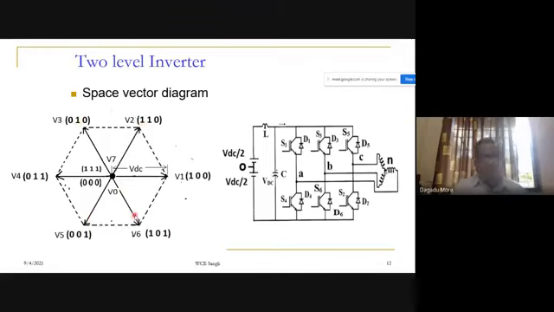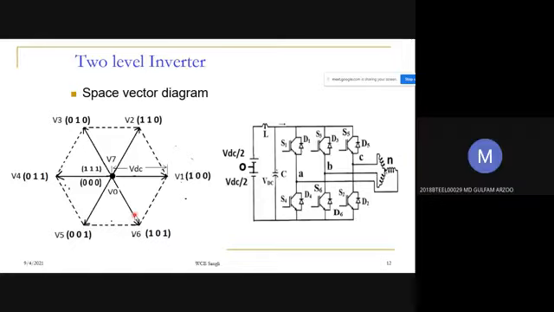So here what conclusion can we make? The space vector for 180 degrees mode of conduction moves in steps of 60 degrees. Is it clear? The space vector for 180 degrees mode of conduction moves in the step of 60 degrees. It is not rotating smoothly. Am I audible? Yes, sir.